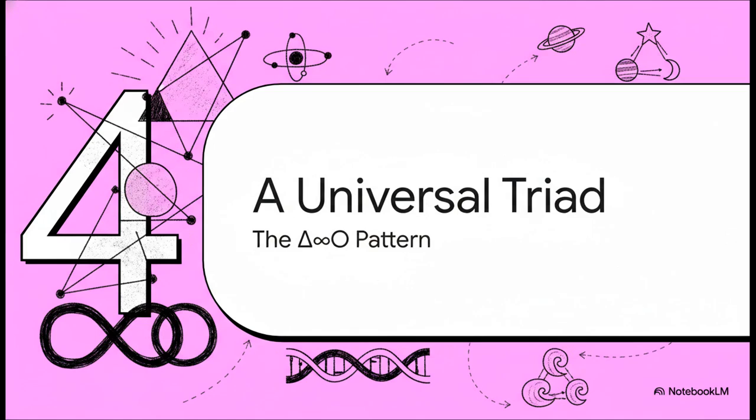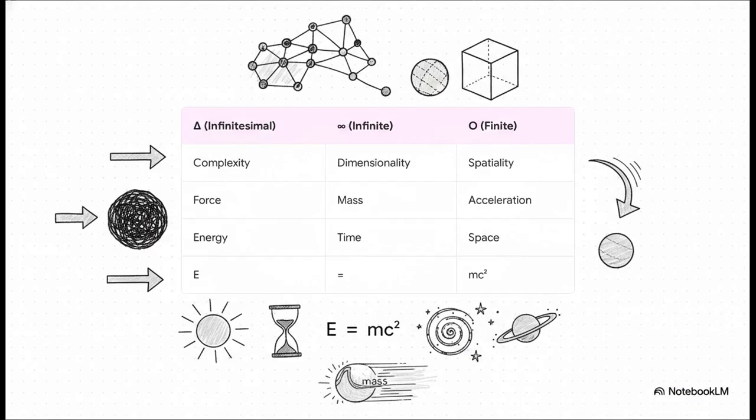But here's where they make a huge leap. The authors claim this isn't just some neat geometry trick. They're proposing that this 3-part structure, this journey from a simple beginning through a process of change to a final form, is a universal pattern, something that's literally woven into the fabric of reality. And this is where things get really, really mind-bending. Just look at this table.